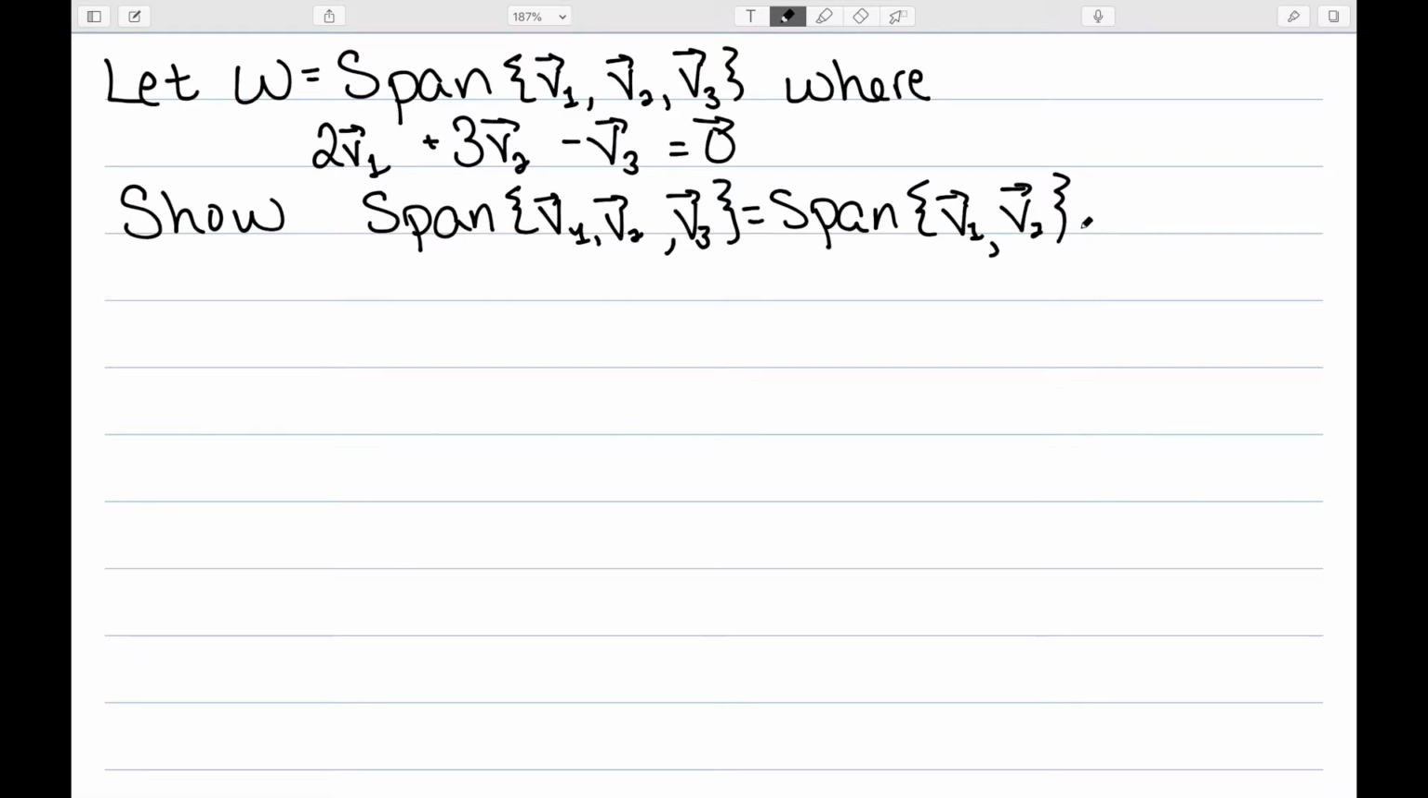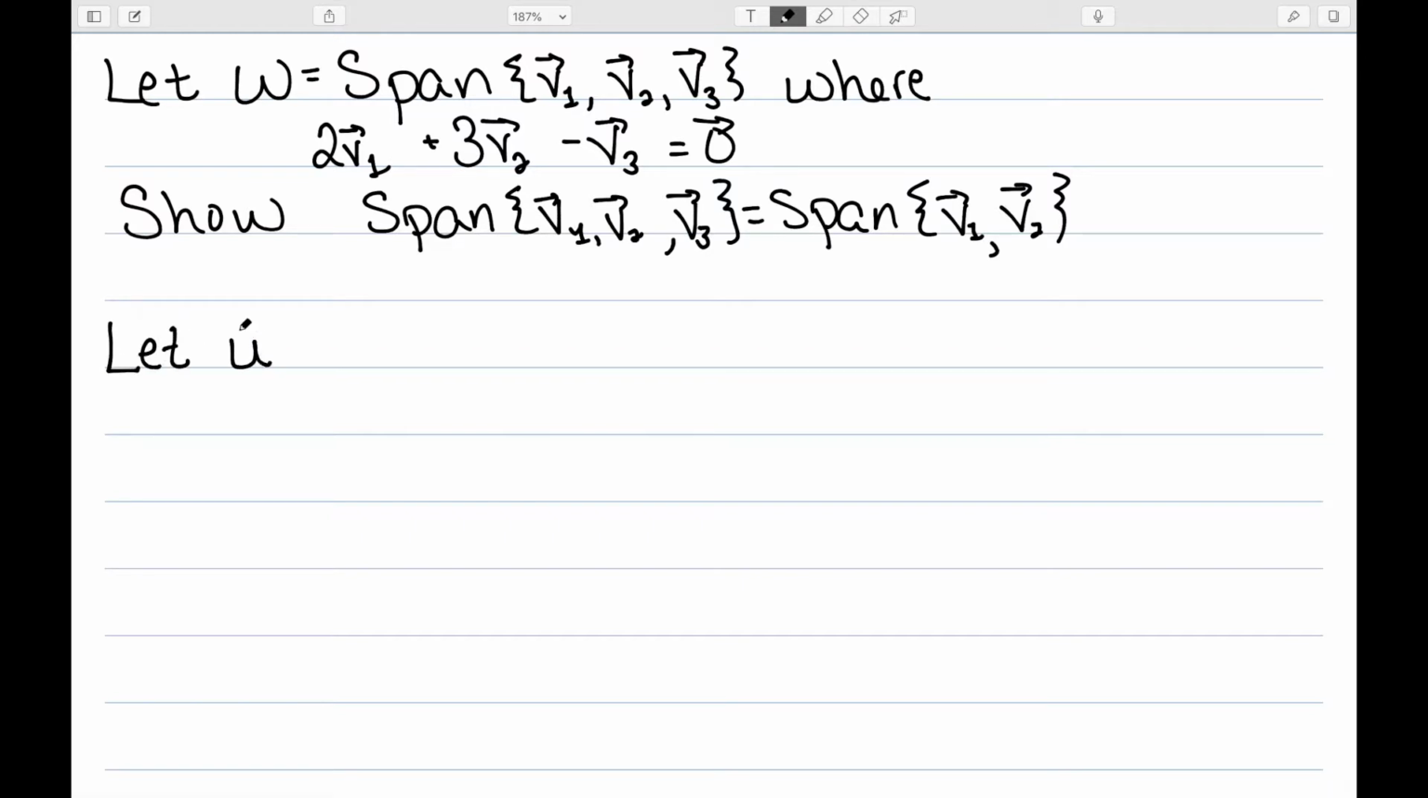Let W be the span of V1, V2, V3, where we know that 2V1 plus 3V2 minus V3 is equal to 0. I want to show that the span of V1, V2, V3 is the same as the span of V1, V2. There are essentially two things I need to show here.